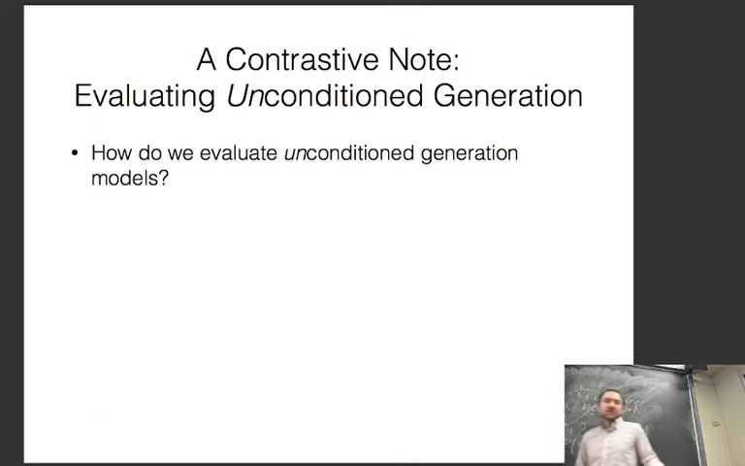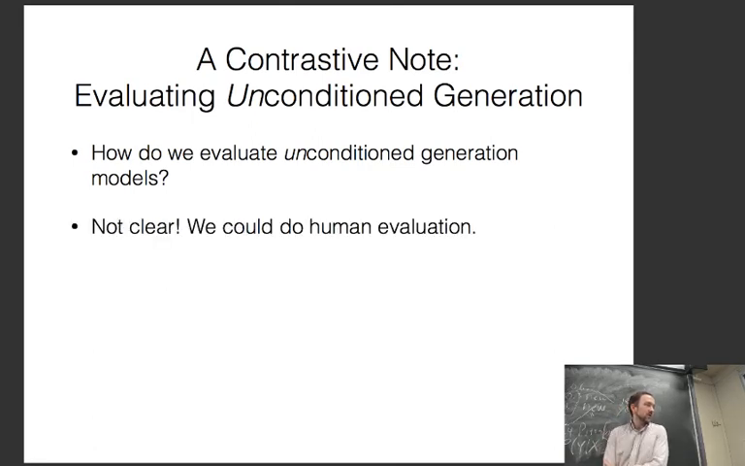So one obvious way to try to evaluate this is doing human evaluation. So you could show the generated text to a human and say, how good is this Harry Potter book that I generated? There's one kind of problem with this evaluation paradigm. Can anybody guess what this is?